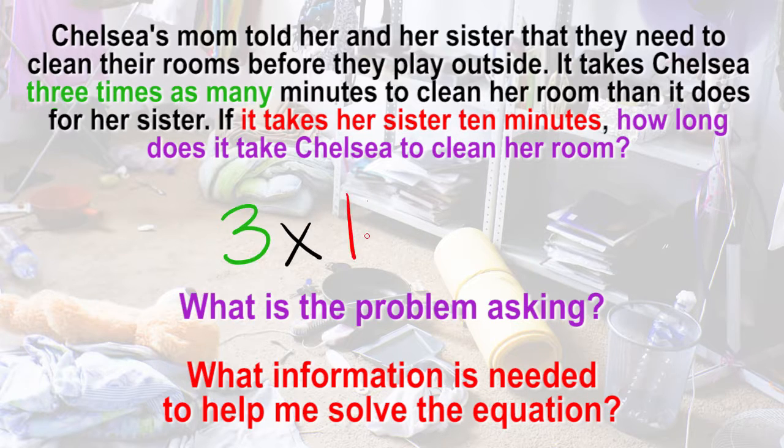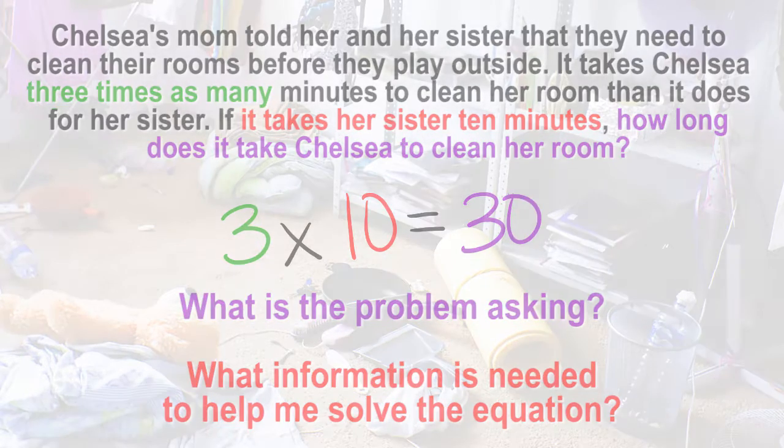3 times 10 equals m. M represents the minutes it will take Chelsea to clean her room. The final step is to solve the equation and put it back into the context of the problem. 3 times 10 equals 30. By putting the answer back into the context of the problem, students now see that the answer m equals 30, or 30 minutes, is how long it took Chelsea to clean her room.